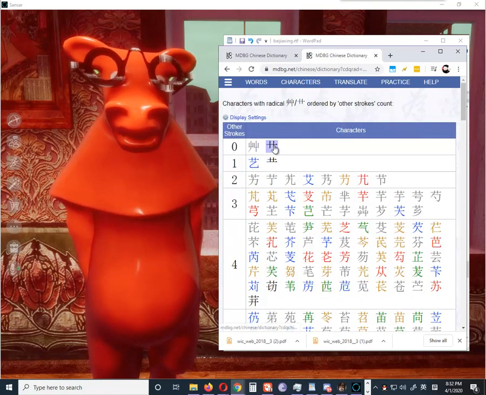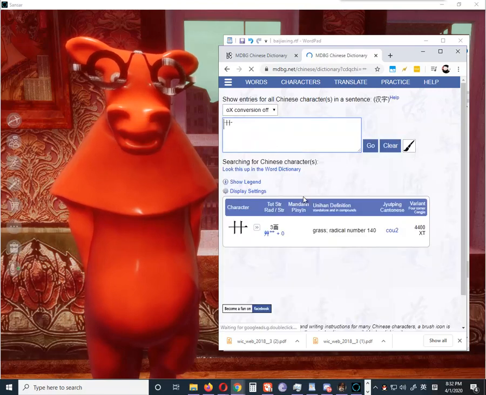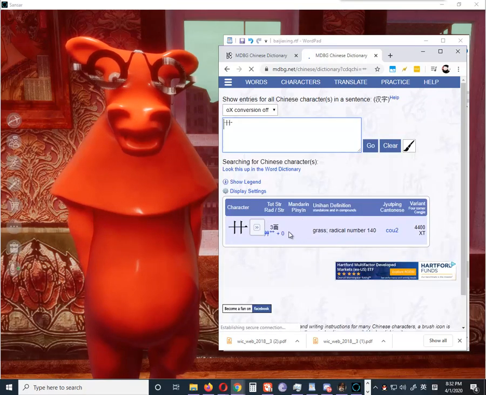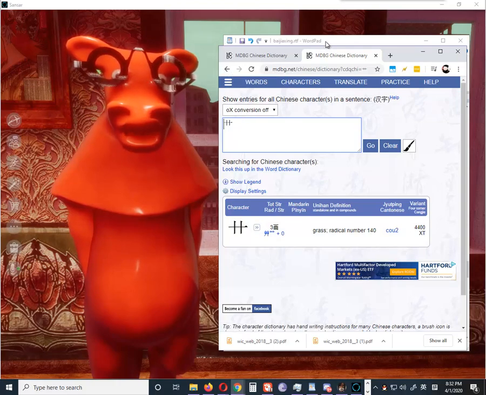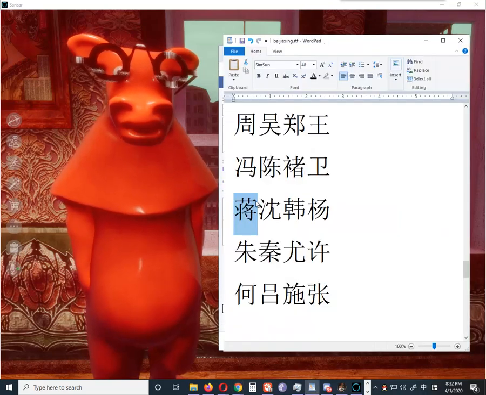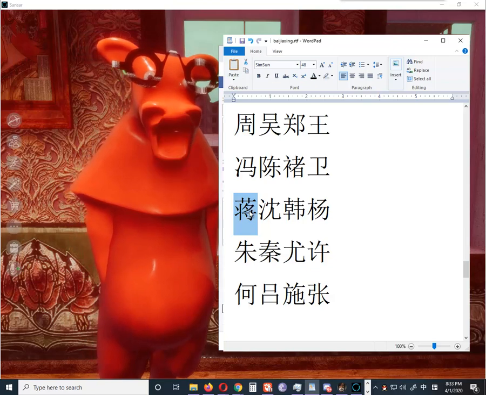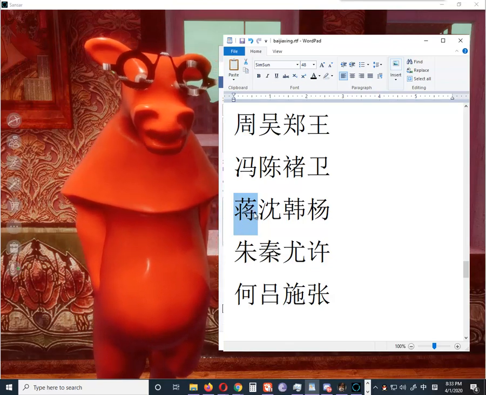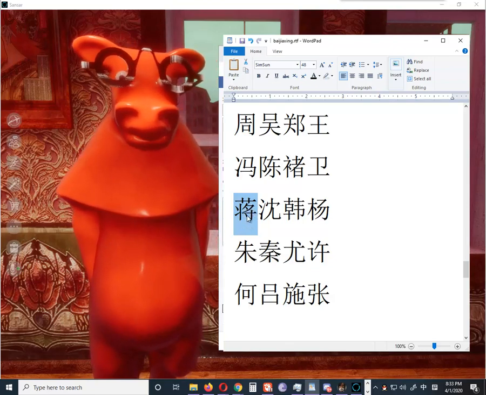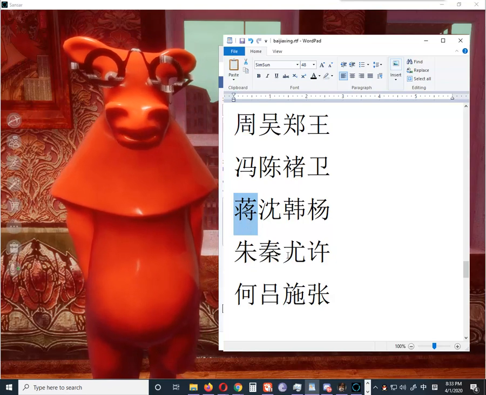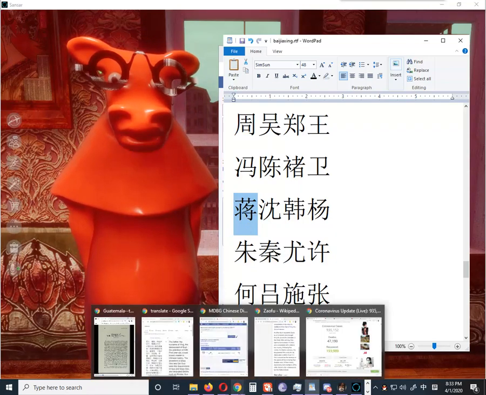And there it is. Let's look at it here. See, grass, radical number 140. Now, whoa, how many strokes is in that character? There's a lot. So let's look at it again. So this is 1, 2, 3, 4, 5, 6, 7, 8, 9. So I'm going to have the grass plus 9.